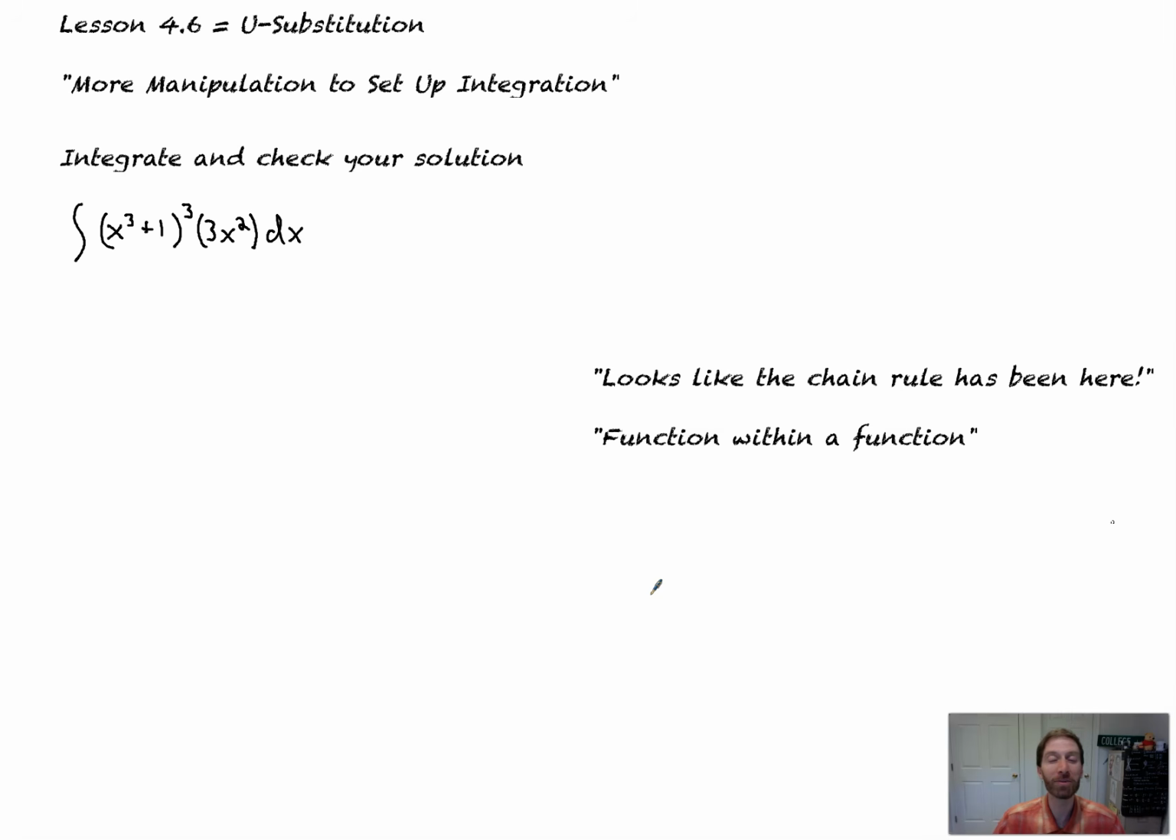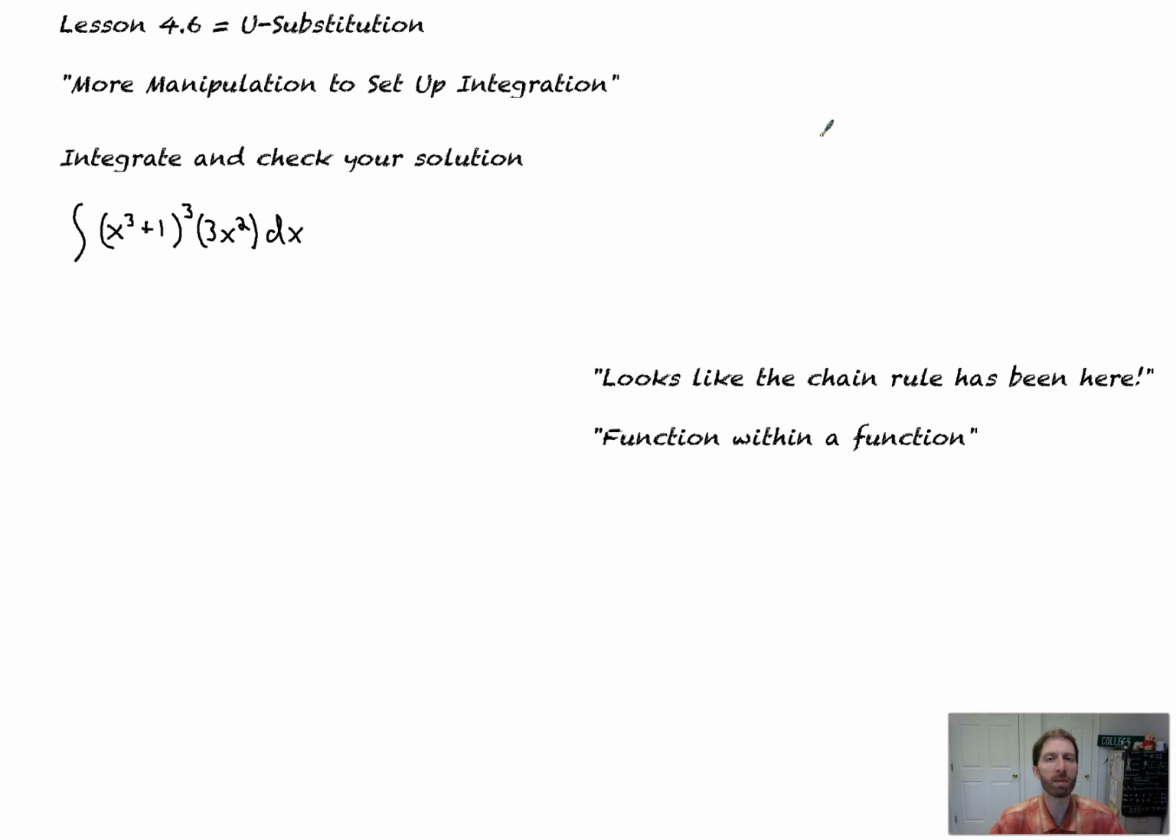Oh, yeah, here we go into integration by substitution, often known as U-substitution. Let's dive into this thing. So basically, the whole idea here is that we can manipulate integrands, this part, to fit our older integration ability. So I call it more manipulation to set up integration.